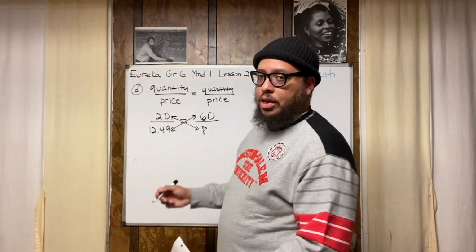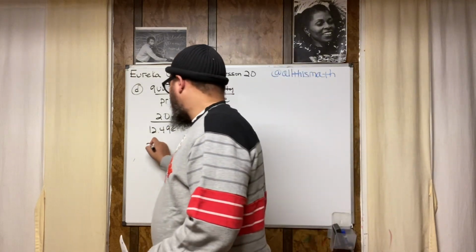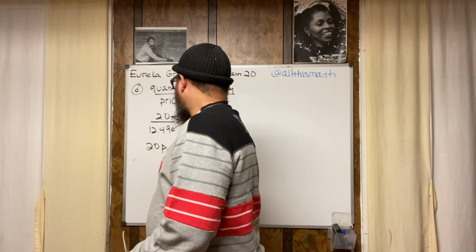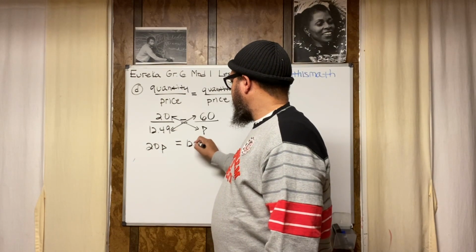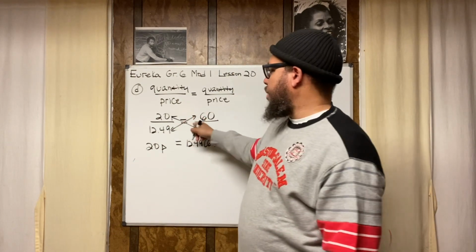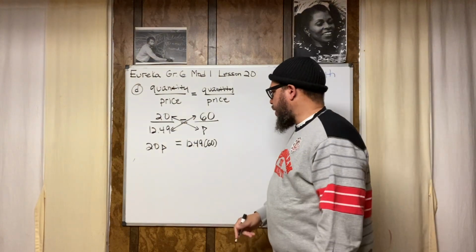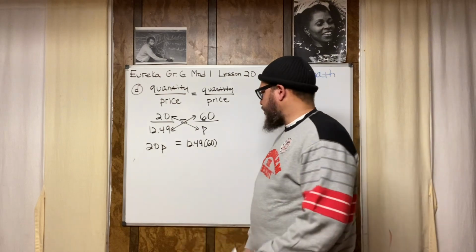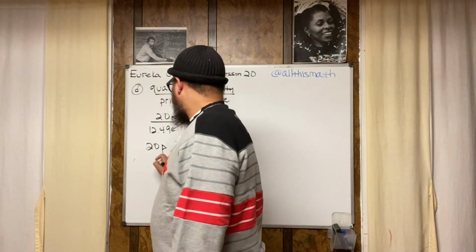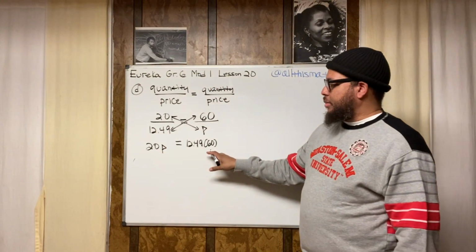So 20 times P is going to be 20P. So I write 20P down. Then I bring the equal sign down. Then I'm going to do 12.49 times 60. And that's why I call it the Malcolm X method, because you see that X right there, right? And plus, you need to remember Malcolm X. So that's why I like to bring that ancestor's name up, right? So we got 20P is equal to 12.49 times 60.